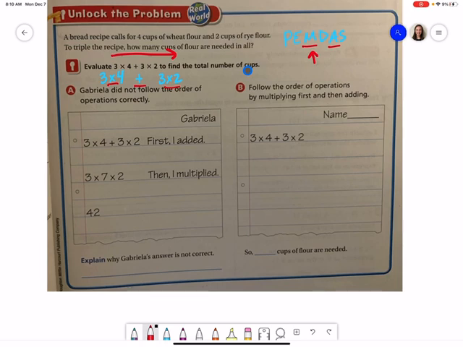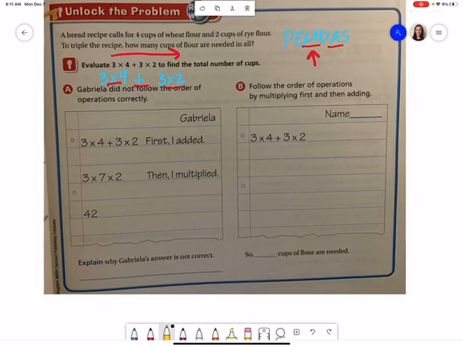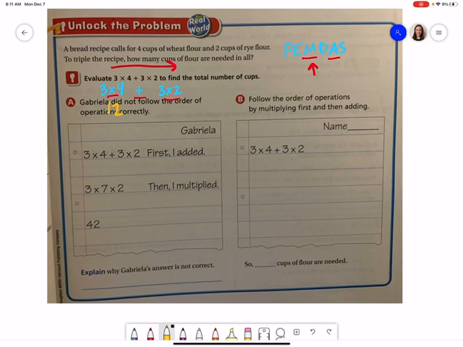So 3 times 4, I know that equals 12, plus 3 times 2 we know equals 6. And now I can move to my addition. 12 plus 6 is 18. All right. So our final answer is 18.